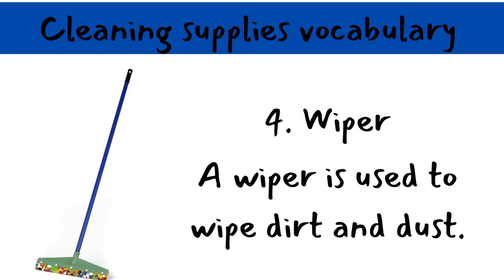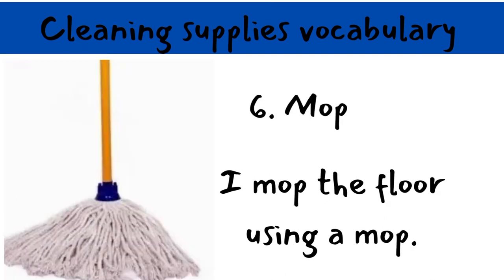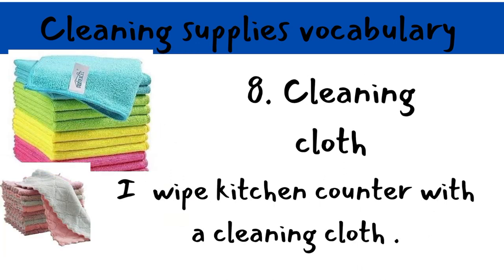Wiper. A wiper is used to wipe dirt and dust. Scrubber. I do the dishes using a scrubber. Mop. I mop the floor using a mop. Duster. I need to clean the fan using a duster. Cleaning cloth. I wipe the kitchen counter with a cleaning cloth.